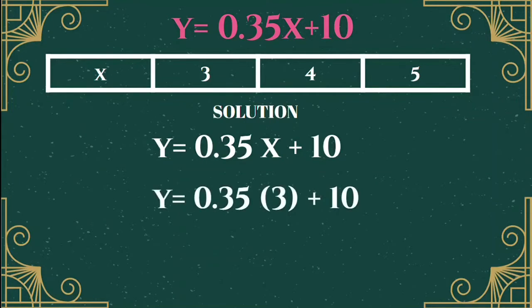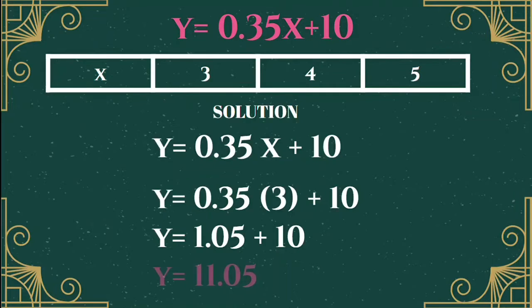So let's assign 3 into the variable x. So 0.35 times 3 equals 1.05, then bring down plus 10. 1.05 plus 10 equals 11.05. So our first y is 11.05.